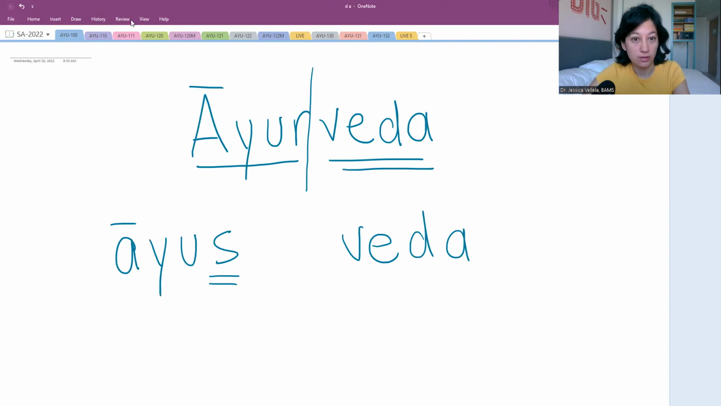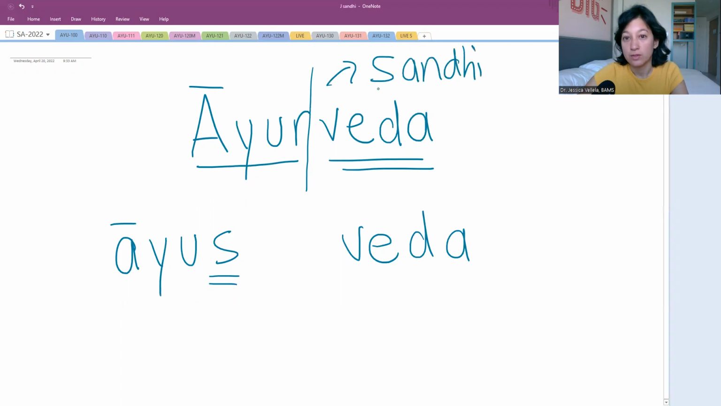What you see here happening with the R and the V in the word Ayurveda is a special type of grammatical rule that is very specific to Sanskrit, and this is called a sandhi. And the word sandhi means joint. And when we use it in a grammatical sense, it allows us to join two words together and make their pronunciation come out more easily.